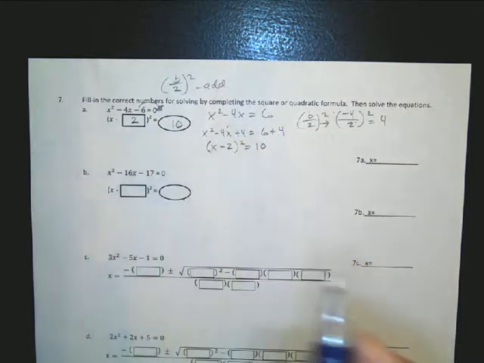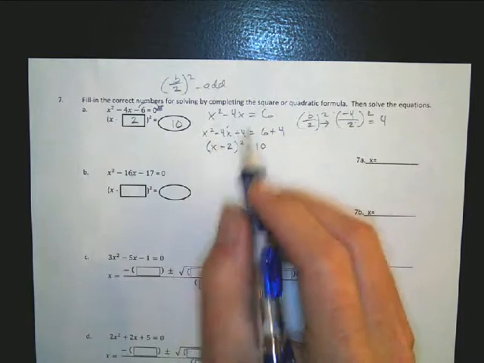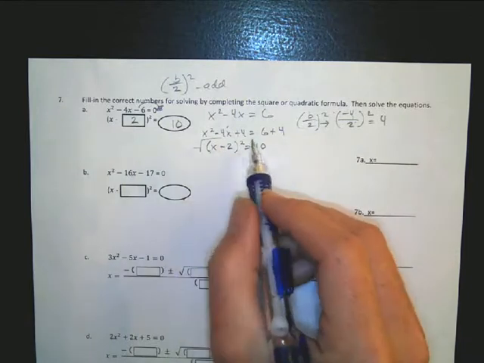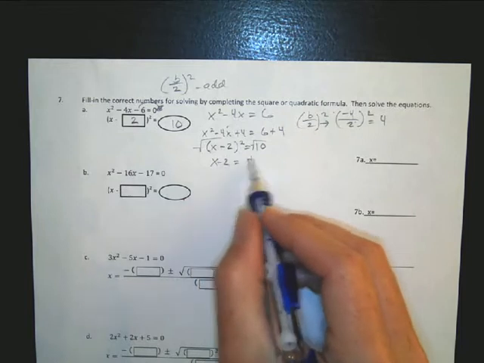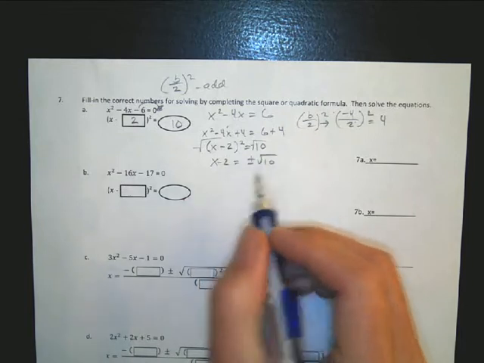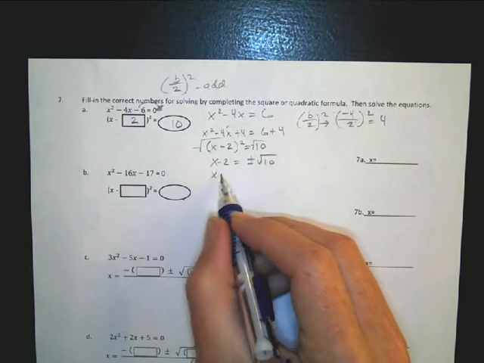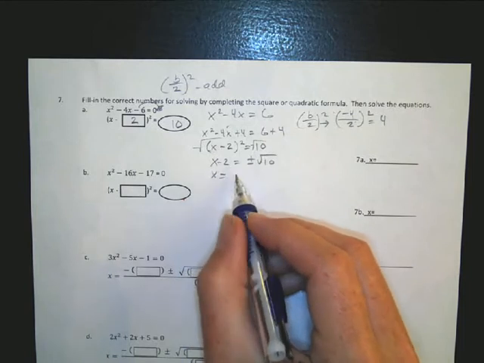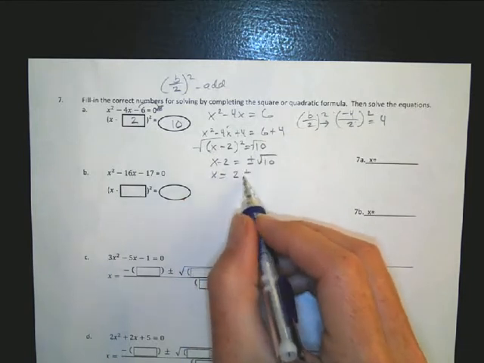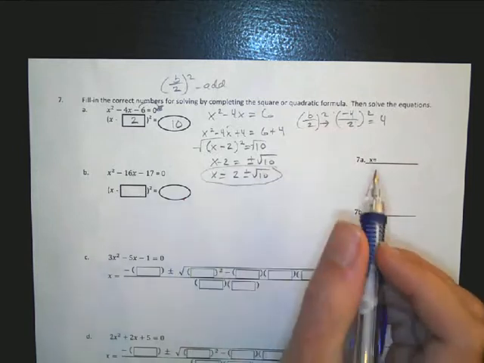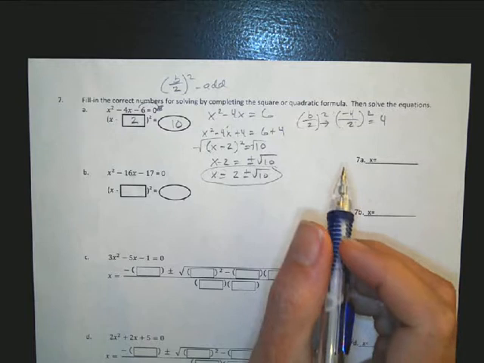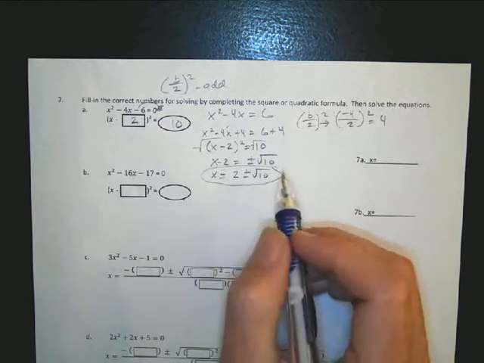But I'm not done. It wants me to solve the equation. So to solve the equation, I take the square root of both sides, and that leaves me with x minus 2 equals plus or minus square root of 10. And I want to get the x by itself, so I add 2 to this side. X will equal 2 plus or minus square root of 10. So that becomes my solution for that one. X equals 2 plus or minus square root of 10.